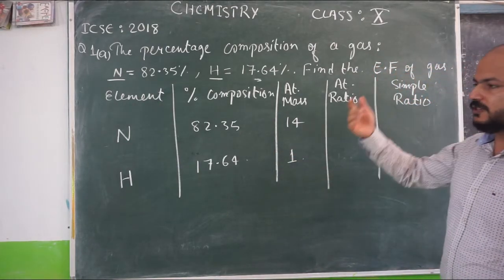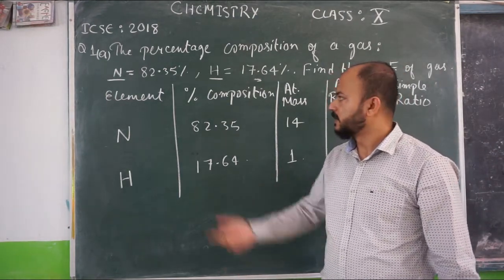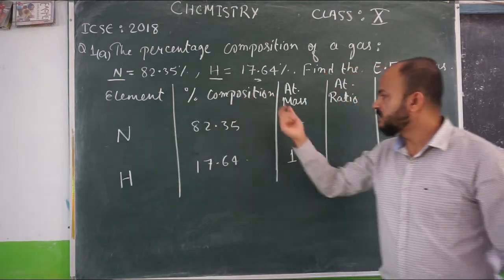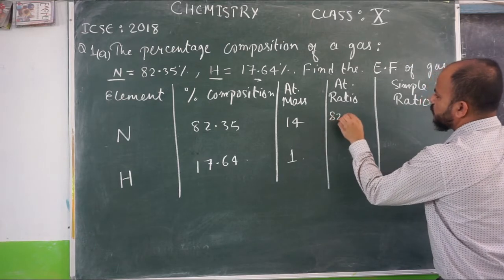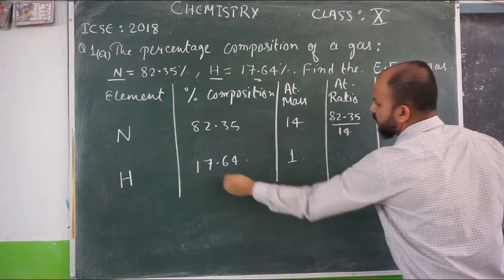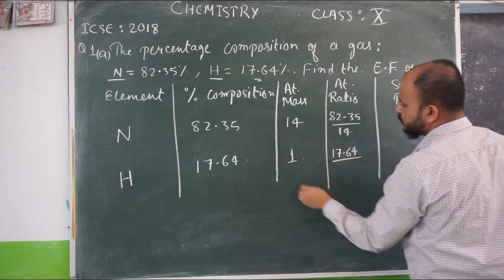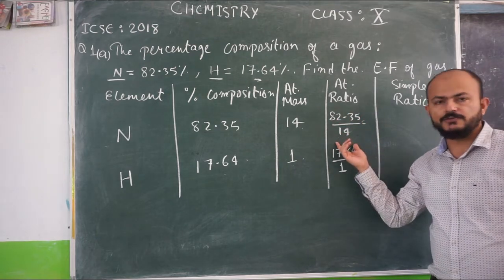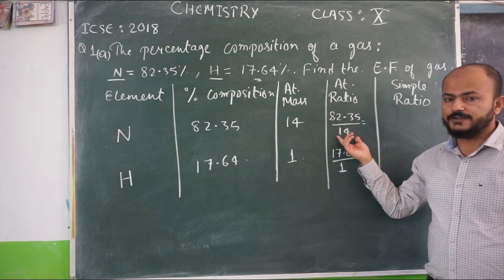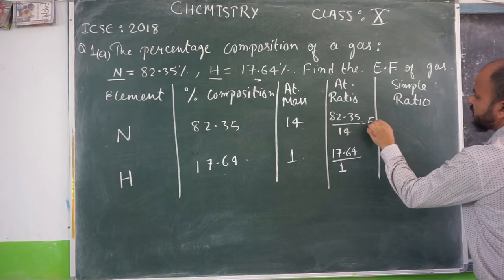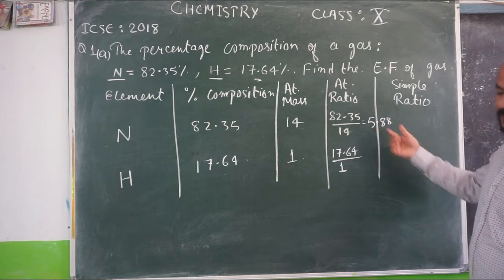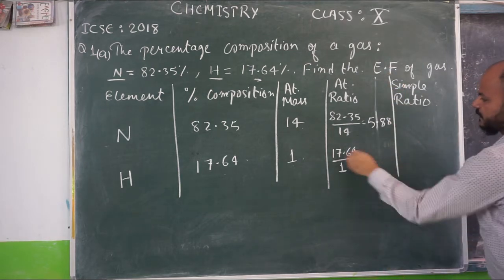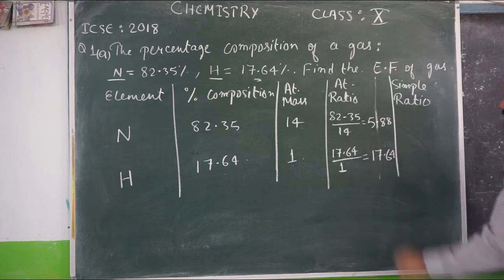Now in the atomic ratio column, you have to remember this very clearly, so you should not be confused. In this column, the percentage composition of that particular element is divided by its atomic mass. So here you will have 82.35 by 14. Similarly for hydrogen, the composition is written in the numerator, divided by its atomic mass. This is simple division, you can do it yourself. After division, the answer you get is 5.88. You need to take at least two digits after the decimal. So the atomic ratio is 5.88, and similarly for hydrogen the atomic ratio is 17.64.